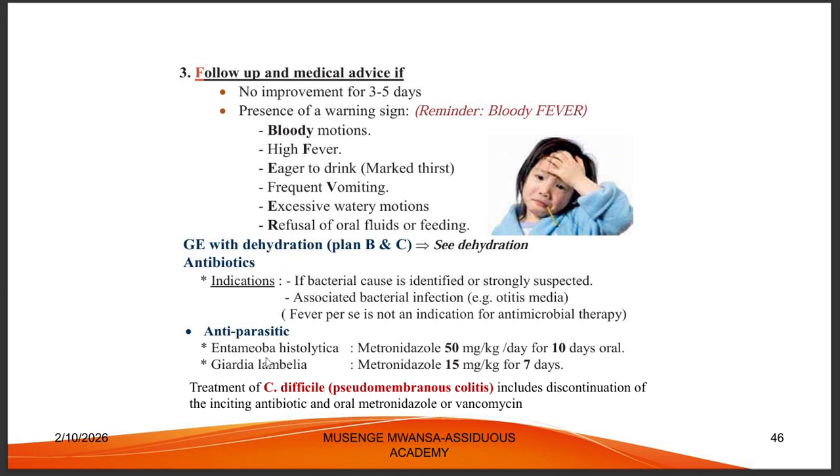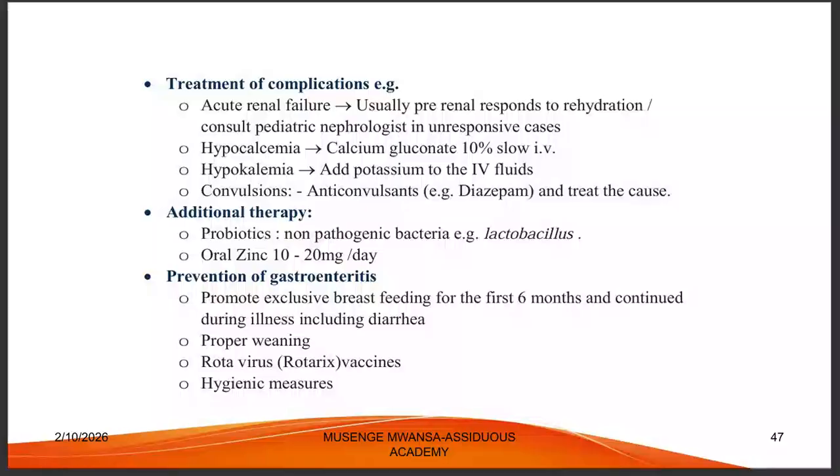You can also give anti-parasitic drugs like metronidazole. For Clostridium difficile, I remember I said that this causes the antibiotic-associated diarrhea. Clostridium difficile also causes what we call pseudomembranous colitis. You need to know that. Okay, it's associated with antibiotics. You also treat the complications like acute renal failure. This one can respond to rehydration, just rehydrate. If someone has got hypocalcemia, give them calcium gluconate. If they have got hypokalemia, add potassium to the IV fluids. If they're having convulsions, give anticonvulsants like diazepam.